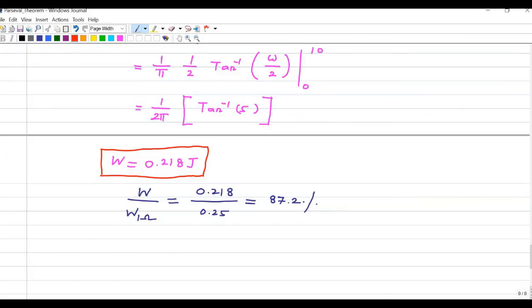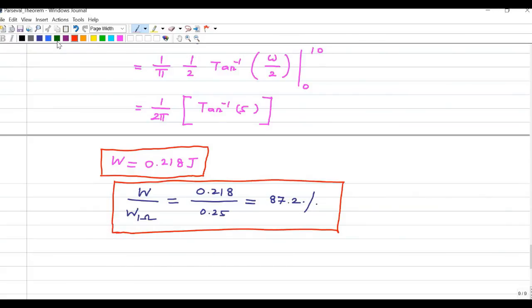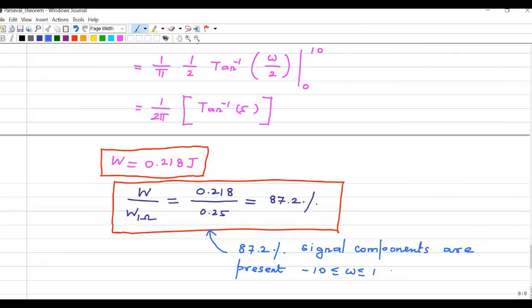So almost 87.2% of the signal components are present between minus 10 to plus 10 radians per second.